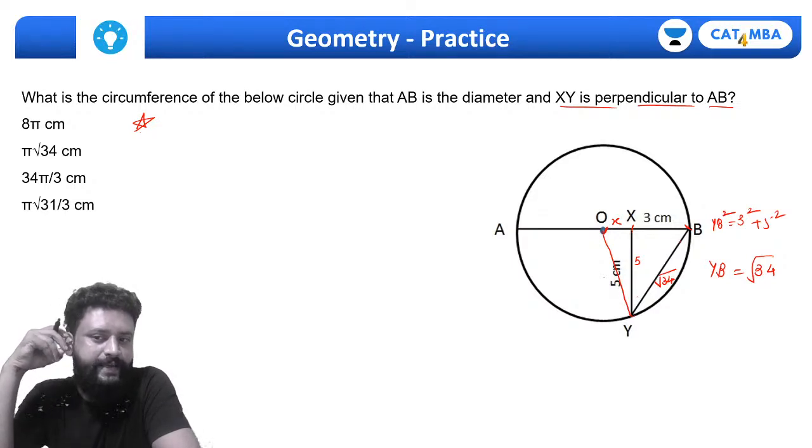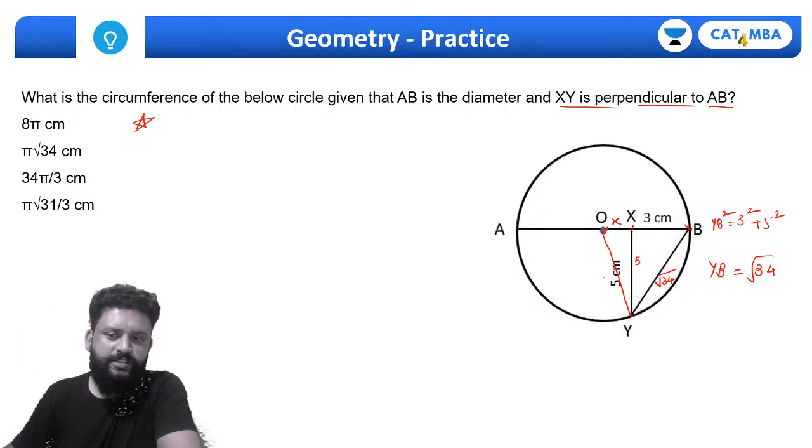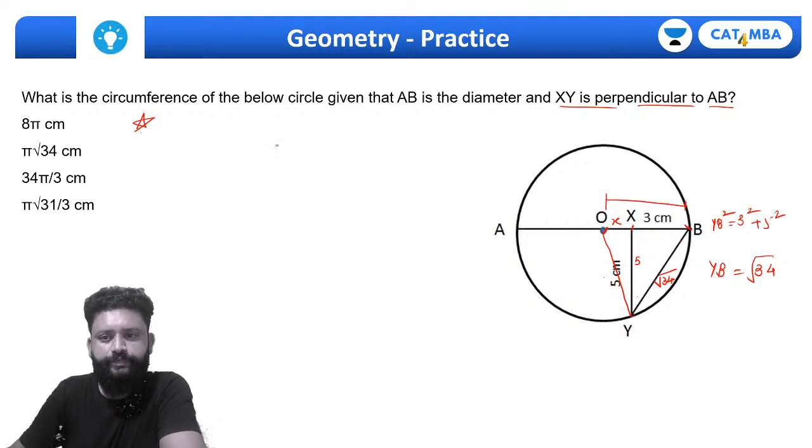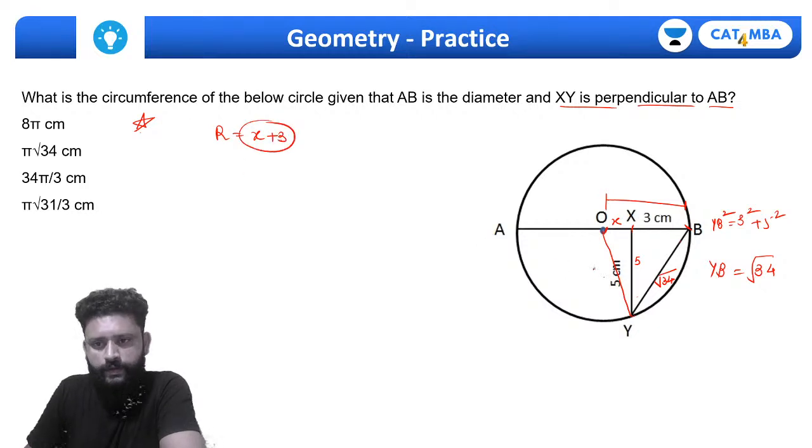OY will be radius, right. At the same time, Shivam, OB is also radius, right? So radius must be x+3, and this is radius. So can I say r square is equal to x square plus 5 square?